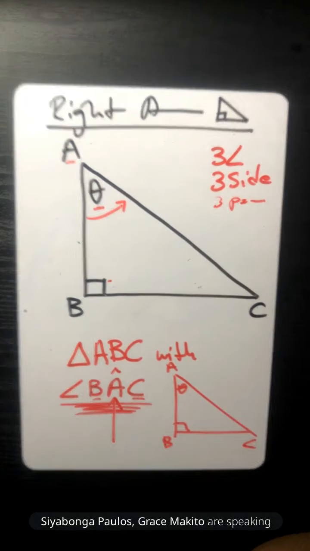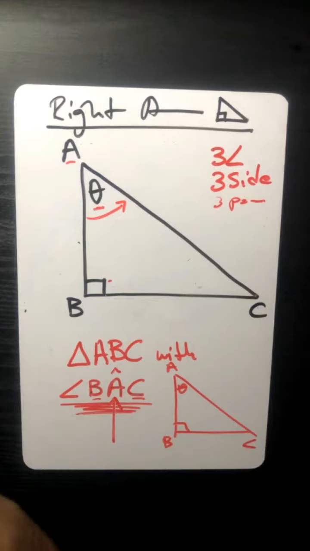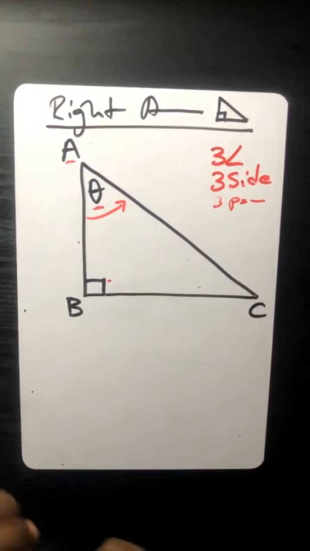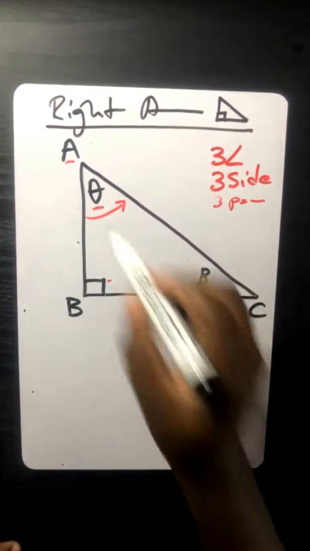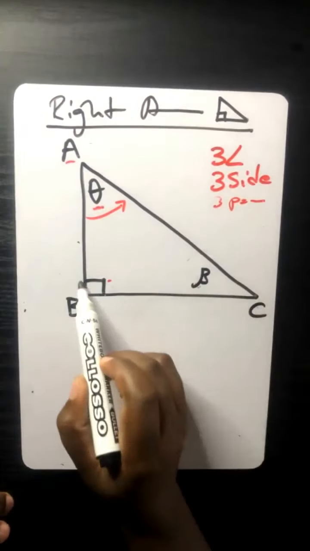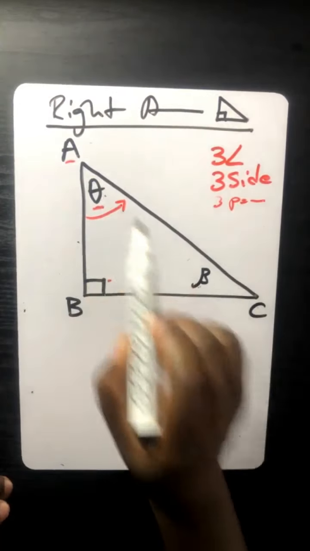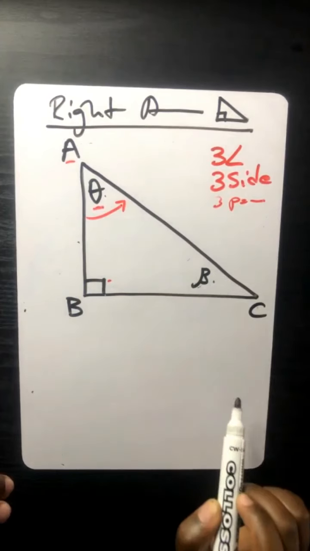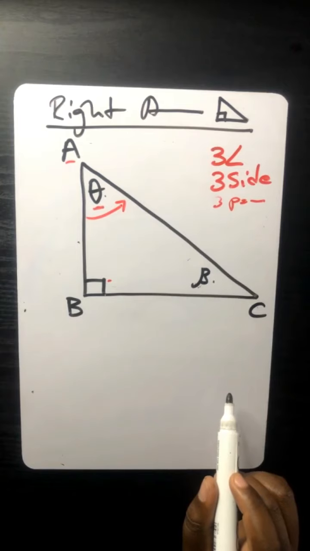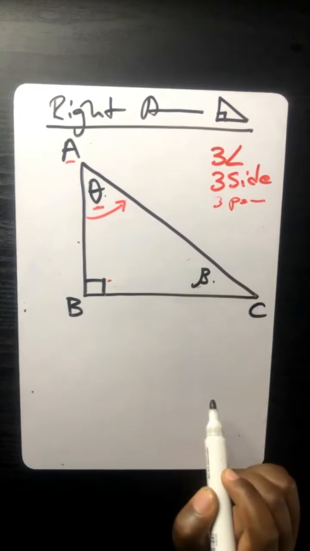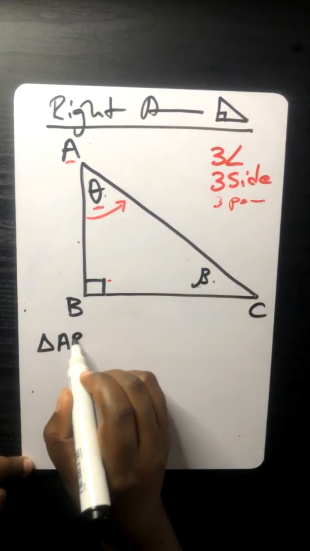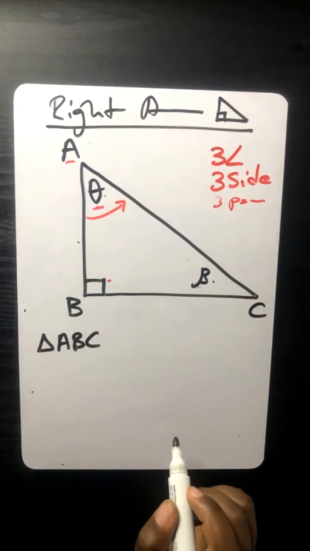Sir, can you please repeat this? Okay, so let me try to explain it again in a different manner. Remember, in a triangle, we have three angles, but now we just need to know this is the 90-degree angle, and then angle theta and angle beta. If we want to talk only about angle beta, we are going to say this is triangle A, B, and C. Do you guys agree?